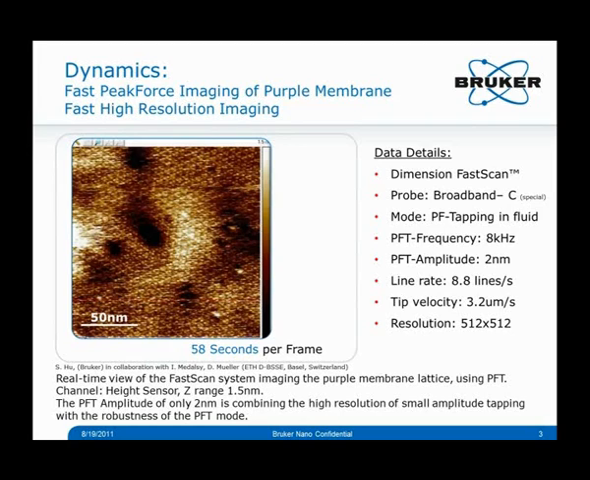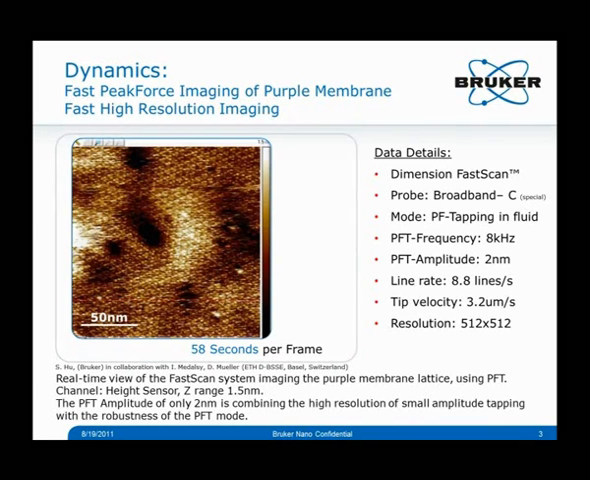There's also a big academic discussion going on about ultra-low amplitude tapping. Ultra-low typically meaning on the order of 1 nanometer. Well, this was 2 nanometers.